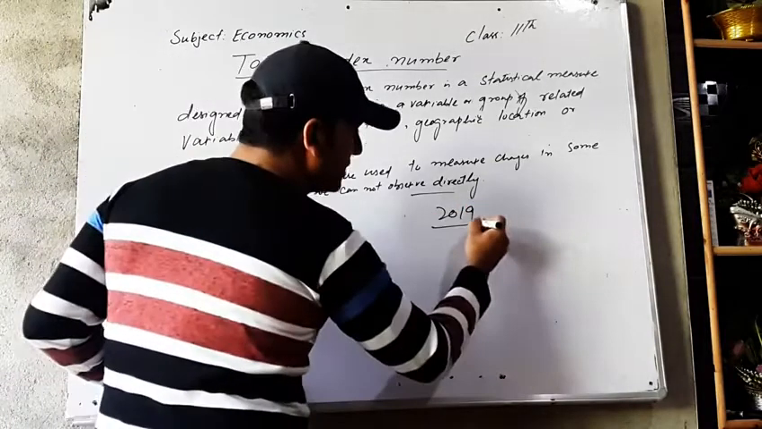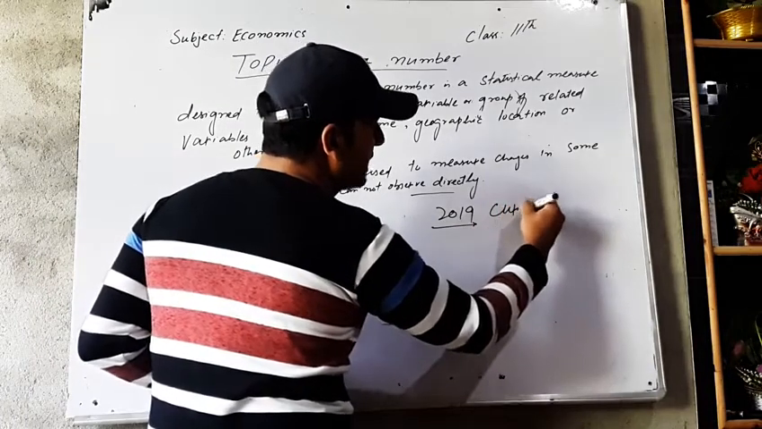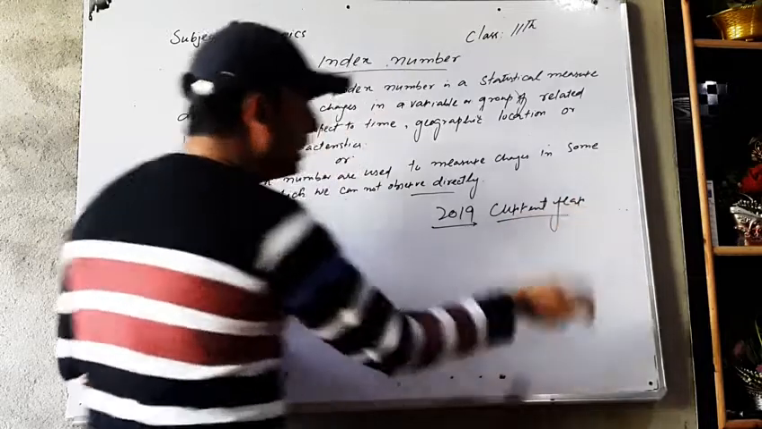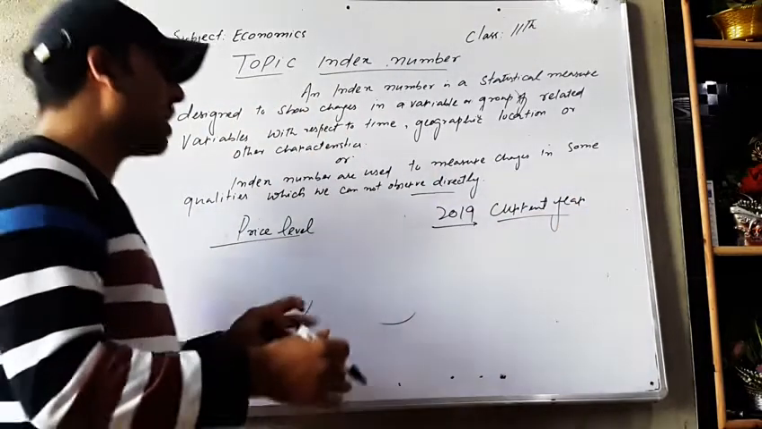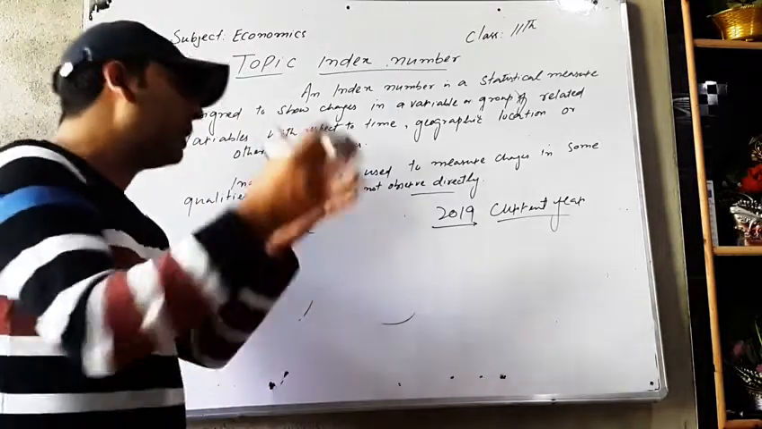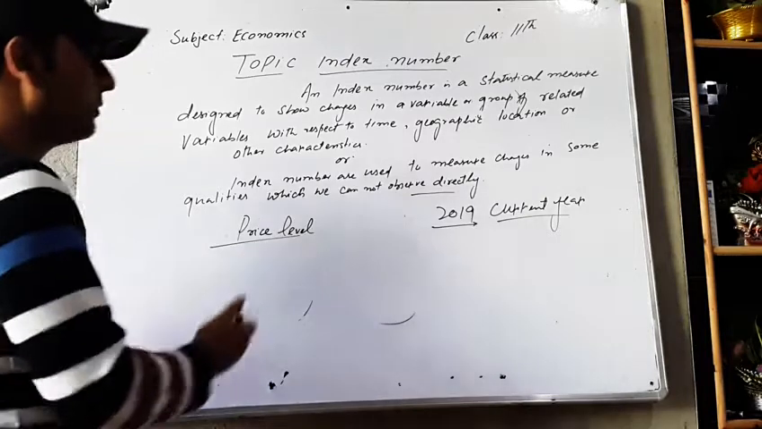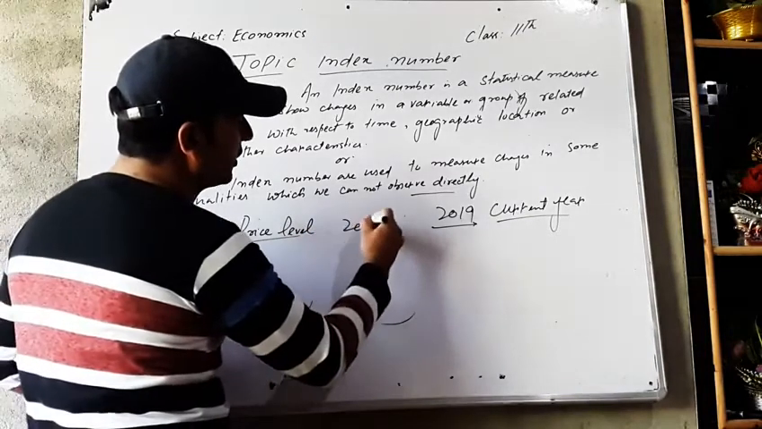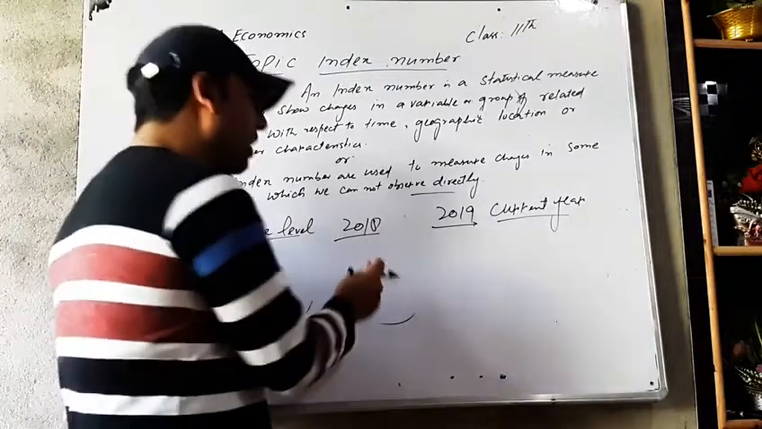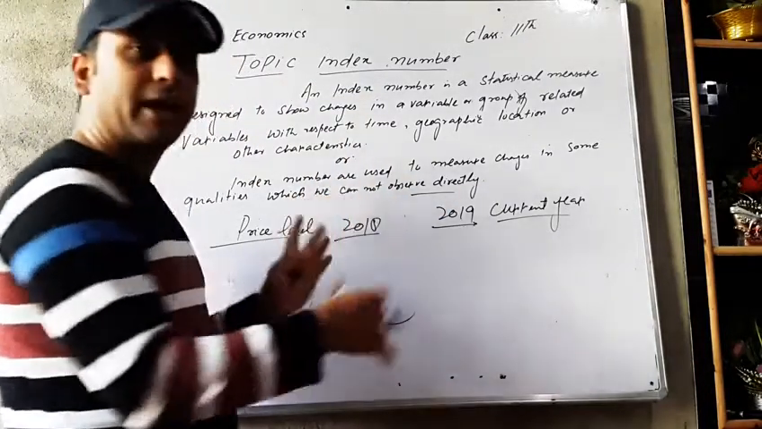For example, let's take the example, how much price changes in 2019? So 2019 is taken as the current year, but we have to relate it. And when we say how much price changes in 2019, we have to compare it with any other time, for example, let's take the example in 2018. How much was the price in 2018 and how much is it now? How much does the level of price change?